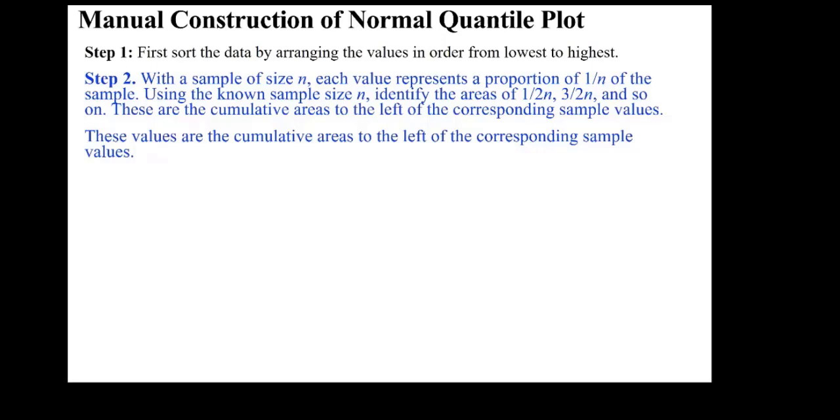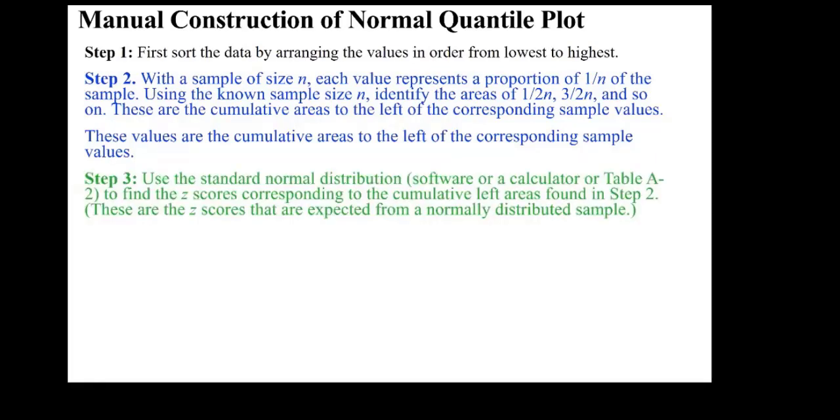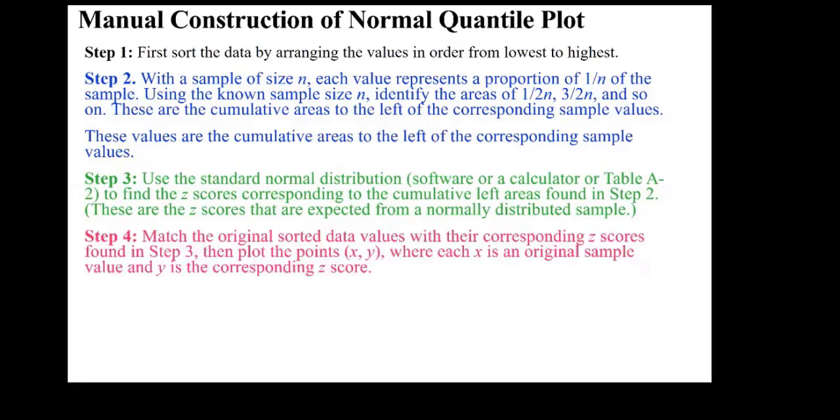These are the cumulative areas to the left of the corresponding sample values. Use the standard normal distribution software or a calculator or Table A-2 to find the z-scores corresponding to the cumulative left areas found in step 2. These are the z-scores that are expected from a normally distributed sample. Match the original sorted data values with their corresponding z-scores found in step 3, then plot the points (x, y), where each x is an original sample value and y is the corresponding z-score.